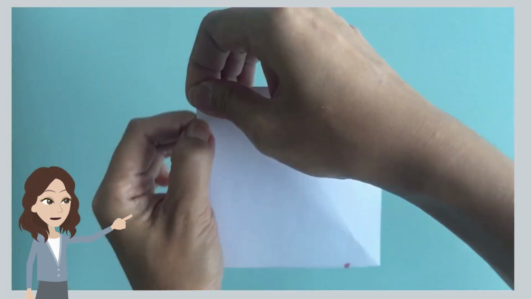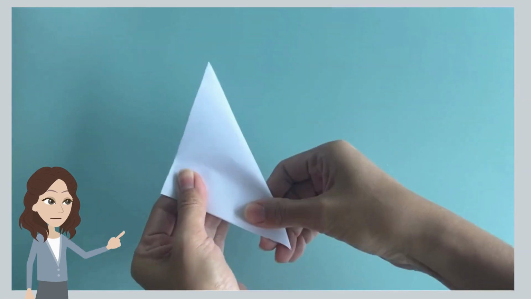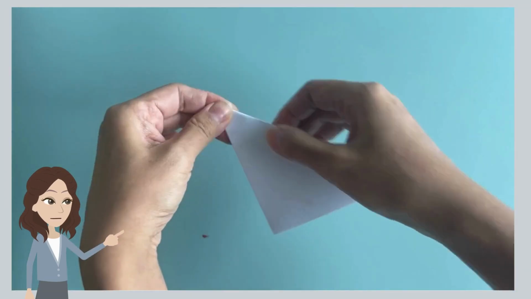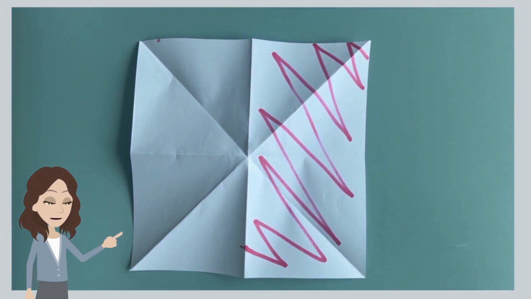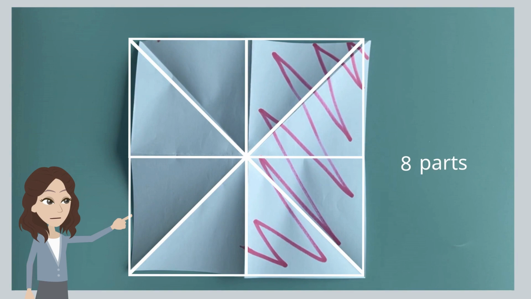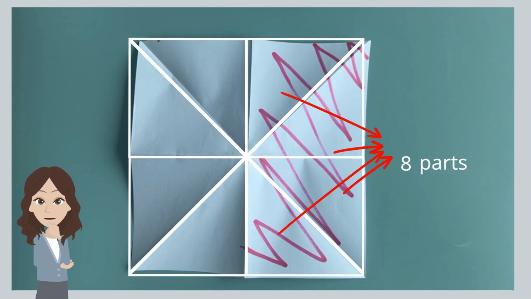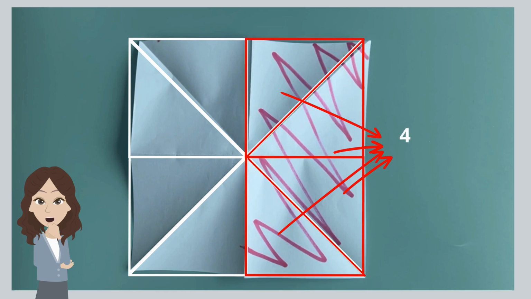Now, let's fold the paper one more time. After folding the paper again, we have 8 equal parts. Out of the 8 parts, how many parts are shaded? 4 out of the 8 parts are shaded. So, we can also say that the fraction of the paper that is shaded is 4/8.